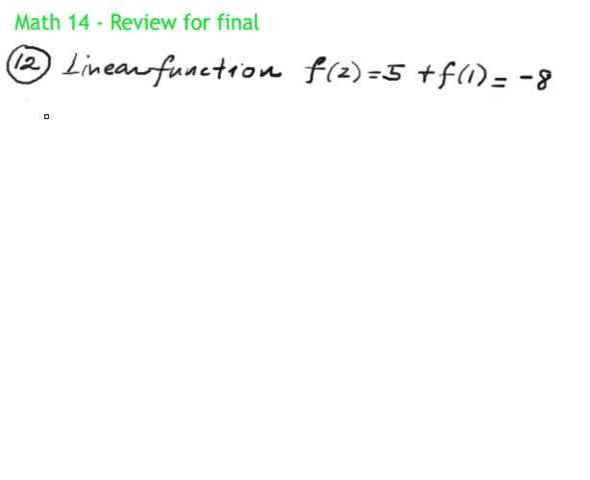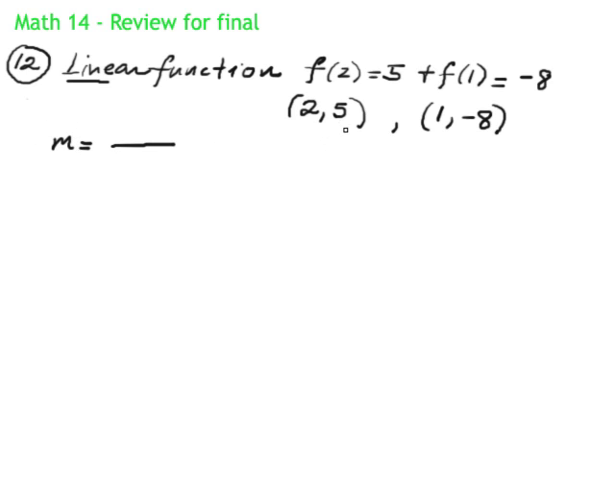In number 12, we're asked to find a linear function. Linear, that means a line, such that f(2) = 5 and f(1) = -8. Well, that means that the line goes through points (2, 5), that's the x value, that's the y, and (1, -8). So we want a line through these two points. We're going to find the slope of the line first, because we're going to use our formula y = mx + b. So first we'll find m.